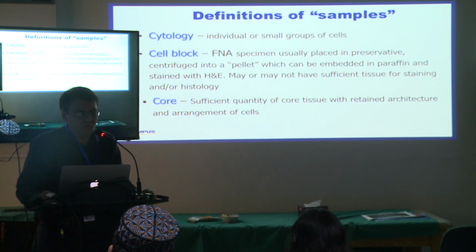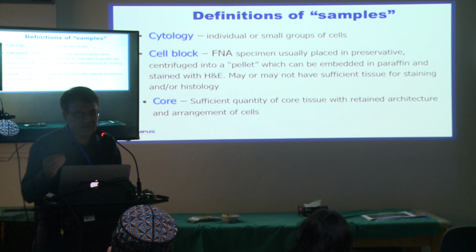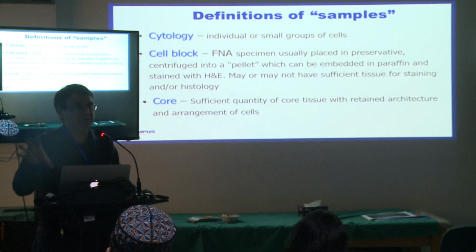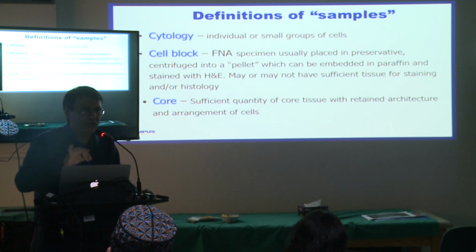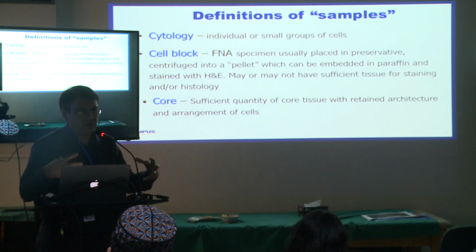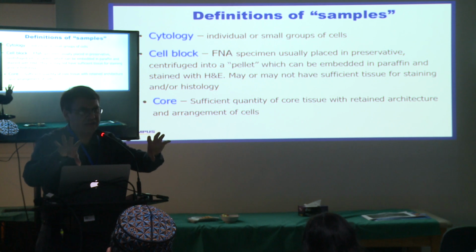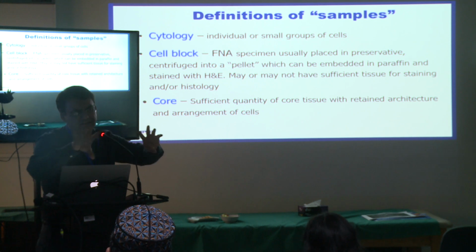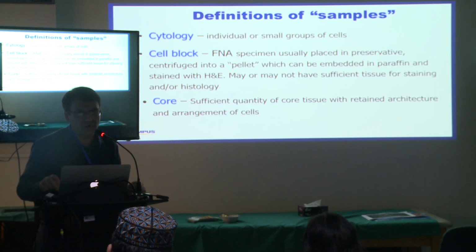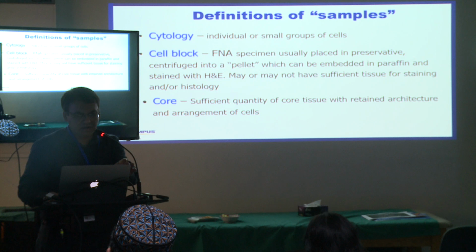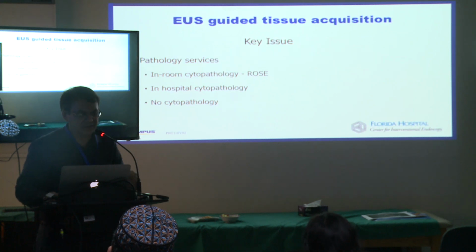And then there's a term we use, core. Core is really sufficient tissue with retained architecture or arrangement of cells. That's what is called core. For certain types of tumors, you may need a core. And also, in this era or coming era of individualized medicine, you may require core because it needs a little more study of that. You need to look at the desmoplastic reaction of the tissue, and that helps you determine the nature of the specimen.